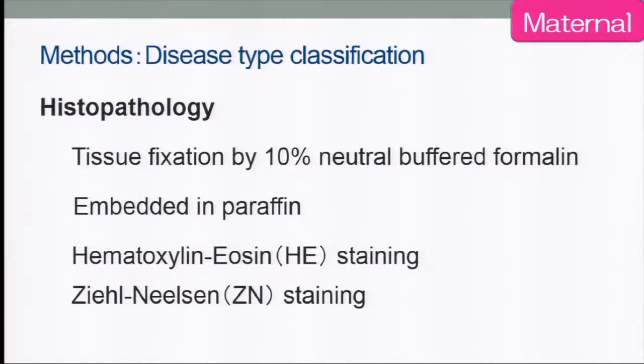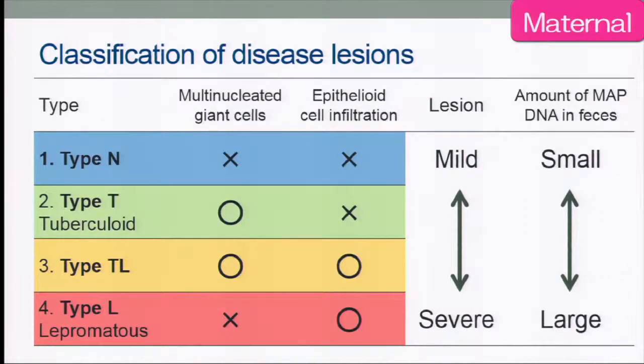For histopathological examination, tissues were fixed in 10% neutral buffered formalin, embedded in paraffin, sectioned, and stained with hematoxylin-eosin stain and Ziehl-Neelsen stain. Classification of disease regions was undertaken using two indicators: the observation of Langhans multinucleated giant cells and epithelioid cell infiltration, following classification described in previous studies.